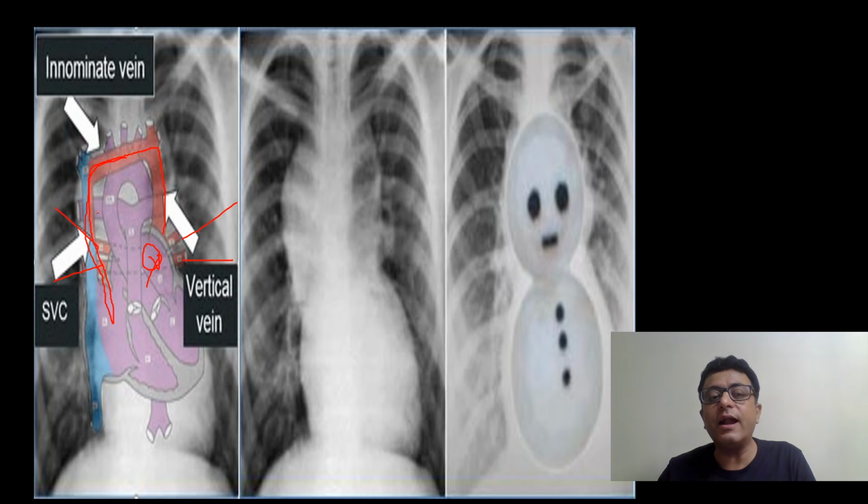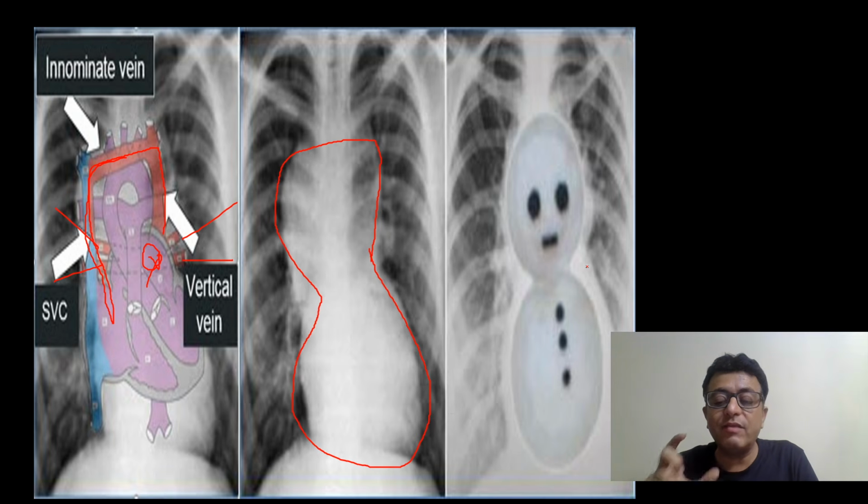So it's a supracardiac TAPVC. This is the channel, the vertical vein. This is the innominate vein, and you find a dilated SVC, and this is the dilated RA, RV, and LV. This is the figure of 8. The upper limb is due to the vertical vein, innominate vein, and SVC, and this is the figure of 8, the snowman appearance. It is supracardiac TAPVC.